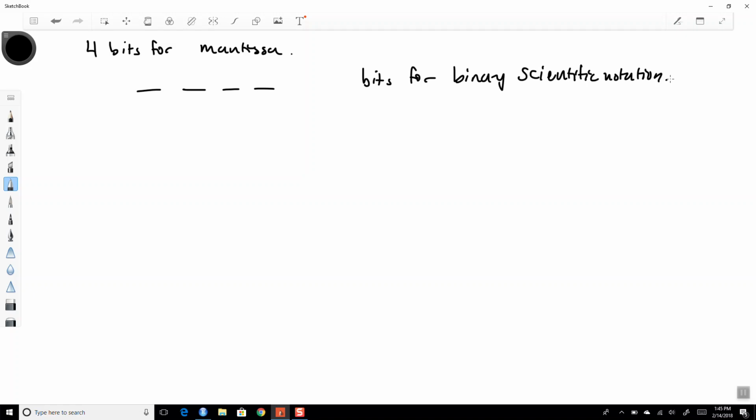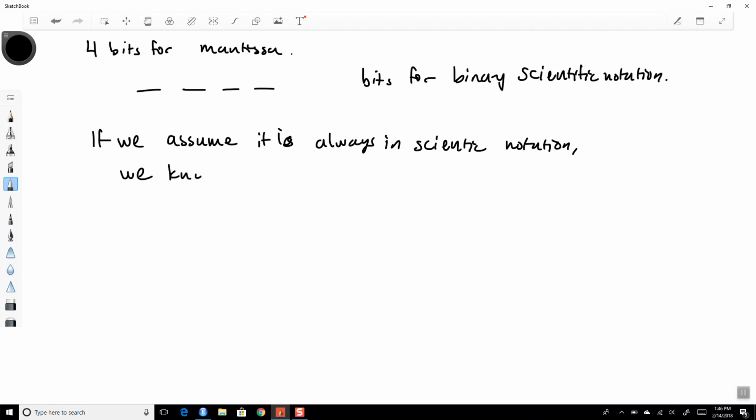And so these 4 bits can be used for just the 4 bits that come directly after the binary point, like the decimal point, but binary. So if we assume it is always in scientific notation, we know the leading digit cannot be a 0 and it must be a 1.